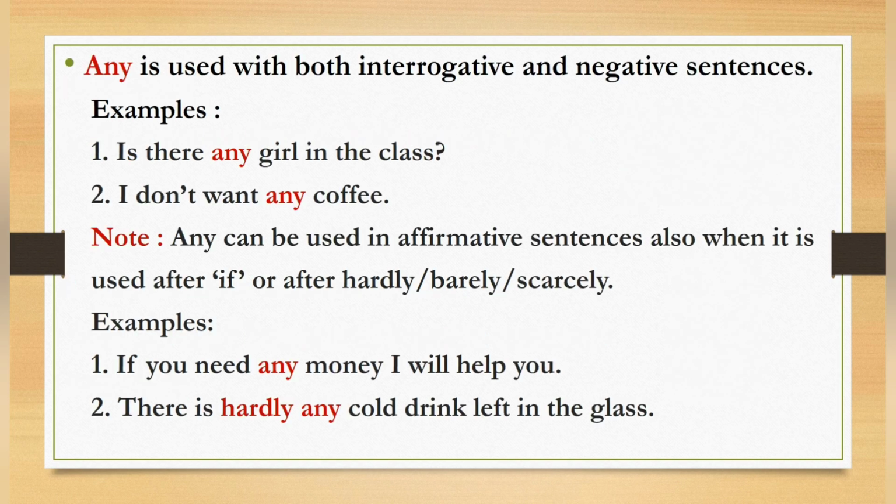Any is used with both interrogative and negative sentences. Examples: is there any girl in the class? I don't want any coffee. Students, remember that any can be used in affirmative sentences also, when it is used after if or after hardly, barely, scarcely. Examples: if you need any money, I will help you. There is hardly any cold drink left in the glass.